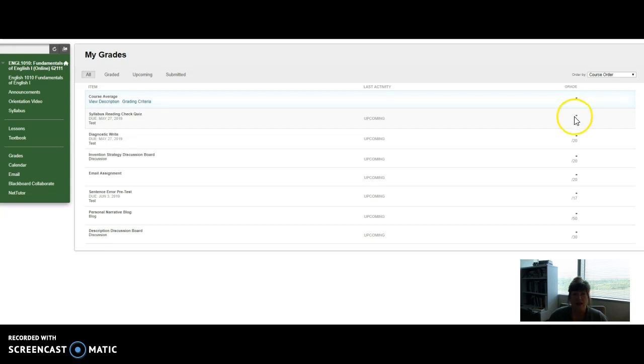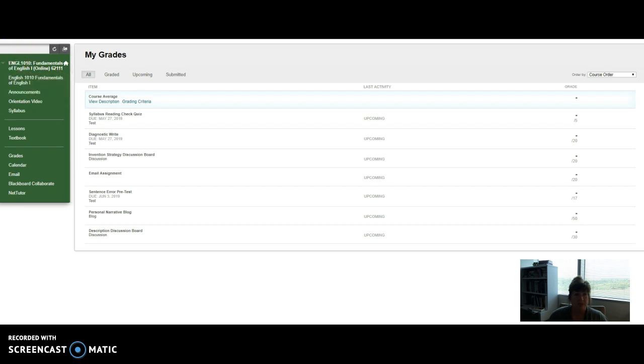Once again, you go to My Grades, and then you look at the graded area, and you should be able to click on that. It will open up, and you should be able to review your work. So these lessons for this week, I'm going to grade things as quickly as possible so that you can review how you've done and to prepare for the test itself.